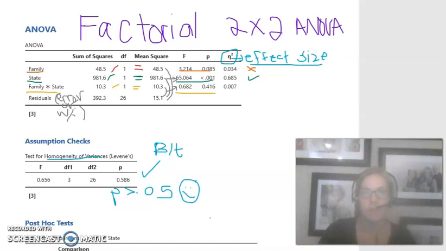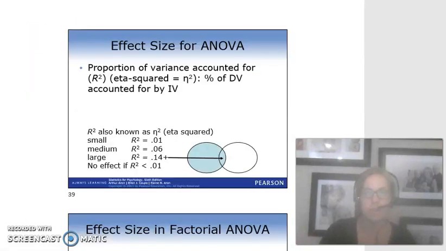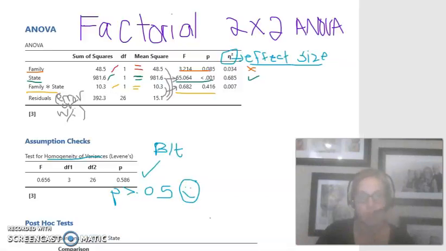So I'm going to go ahead and have us switch over to this slide. This is from your PowerPoint videos, and you can see eta squared or R squared. A 0.01 is small. Once we get to 0.06, we're at medium. Once we get to 0.14 or bigger, we're at large. So let's look at these. 0.034, we can note that as what? We're going to say that is small.